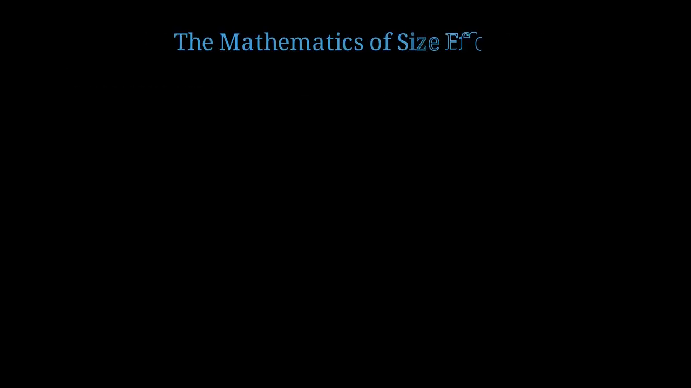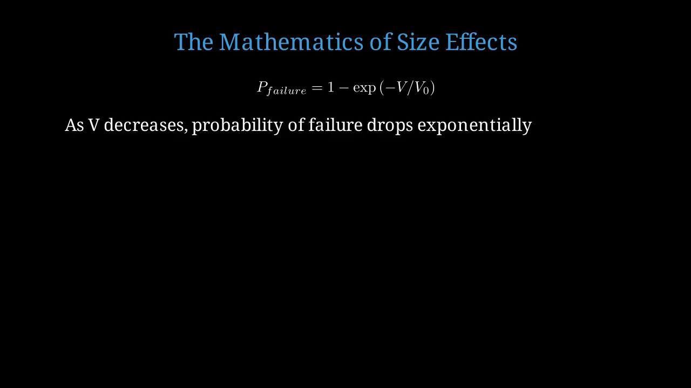Let's look more carefully at the mathematics of how strength scales with size. The probability of failure can be modeled as 1 minus e to the negative V over V naught, where V is the volume, and V naught is a characteristic volume related to defect density. As the volume V decreases, the probability of containing a critical defect drops exponentially. This is the statistical basis for the size effect. This leads to a power law scaling of strength with volume, sigma proportional to V to the negative 1 over m, where m is the Weibull modulus that characterizes the defect distribution.